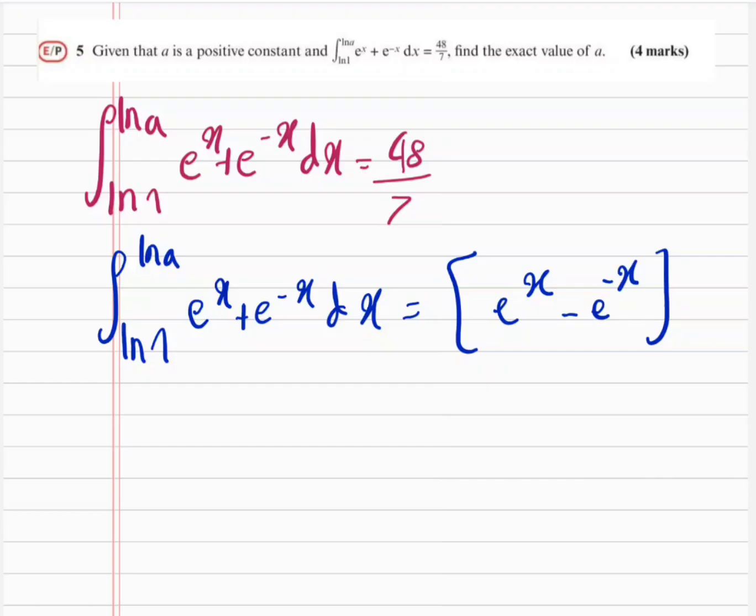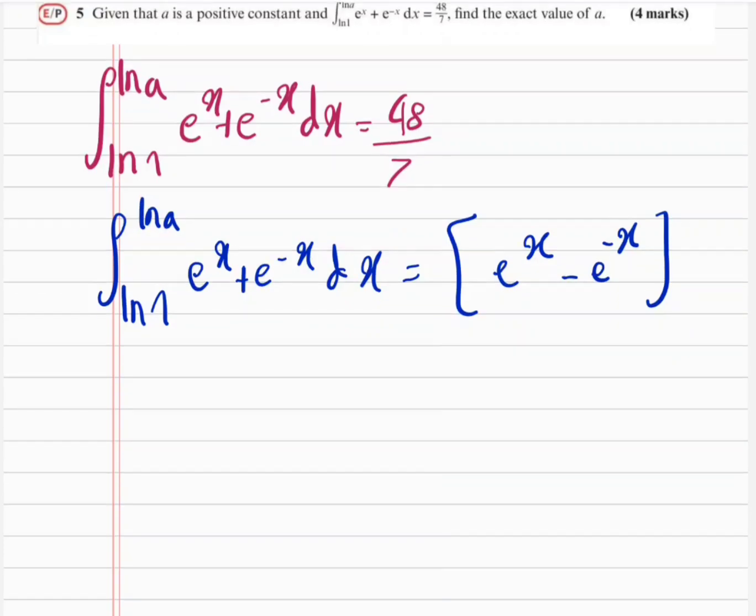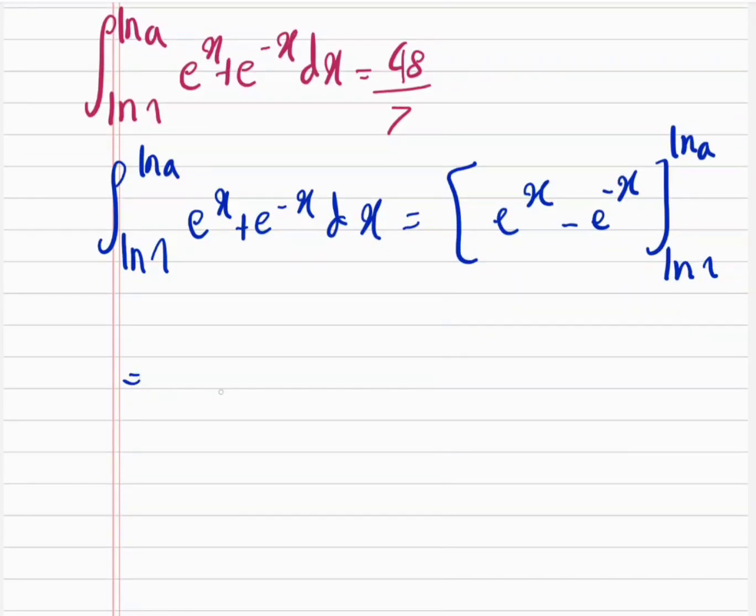For now, you can just remember it in this way, but in the next section, we are going to learn the actual method for why this is the case. We learn the method because there are certain functions that we can integrate using a particular method, but for now, we don't know the method yet. So the limits are ln a and ln 1. We substitute each of them.